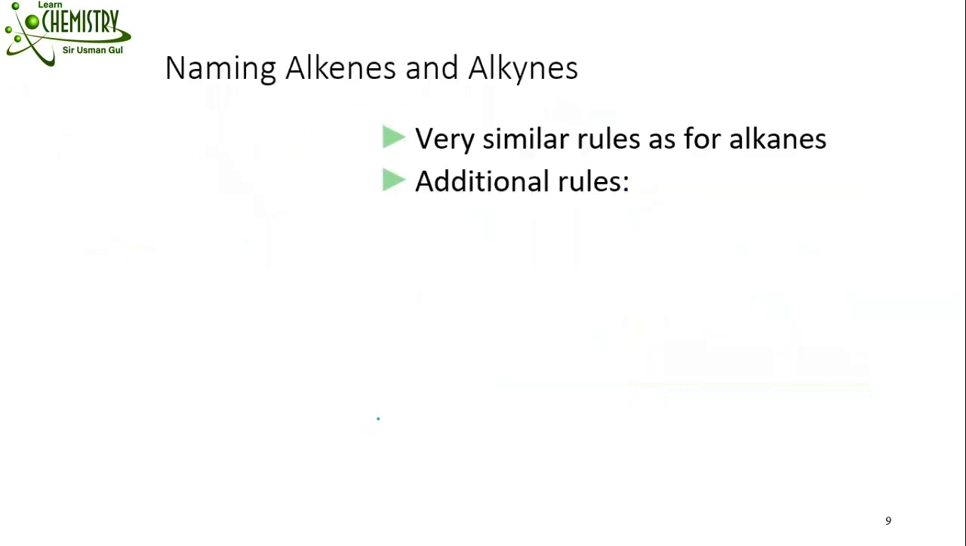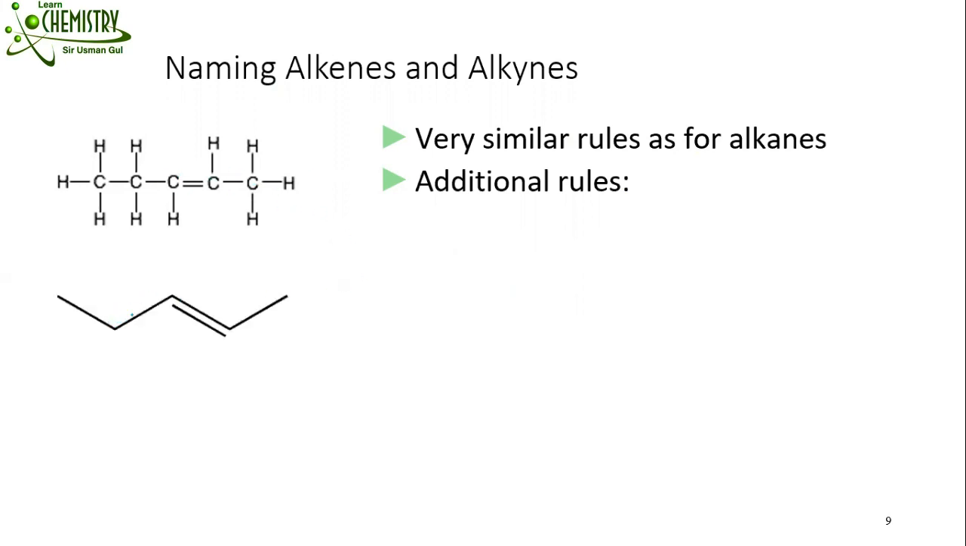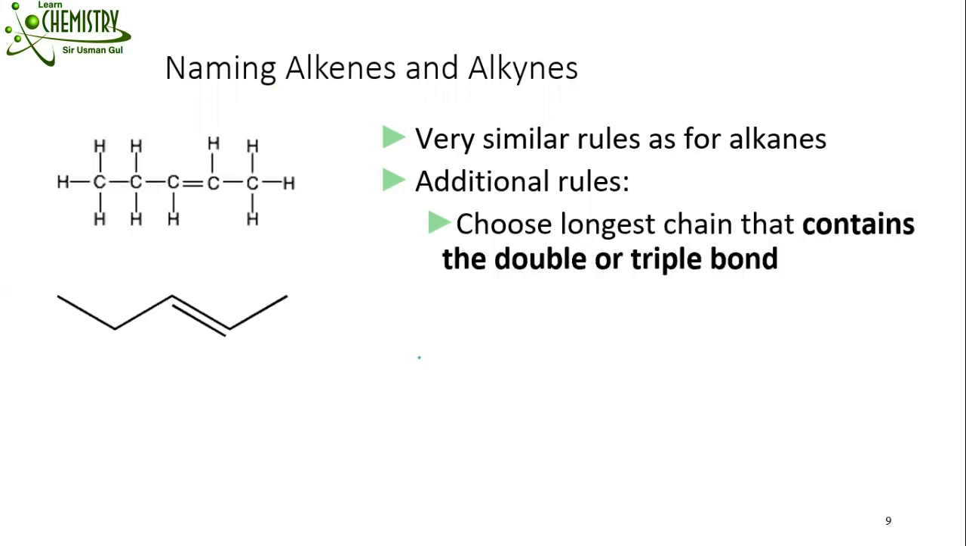Okay, now let's talk about the naming of alkenes and alkynes. We have very similar rules as for the alkanes, but we have an additional rule. This is a simple example. This one is basically the displayed formula, and this one is the skeleton formula. Basically both are the same. Now you can see in the skeleton formula or in the displayed formula, when we see this double line, it means this one is an alkene. So how will we name this? Let me show you the additional rule.